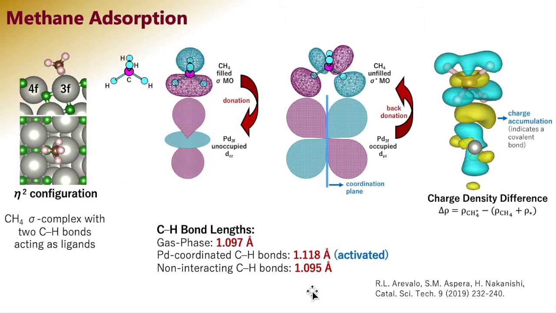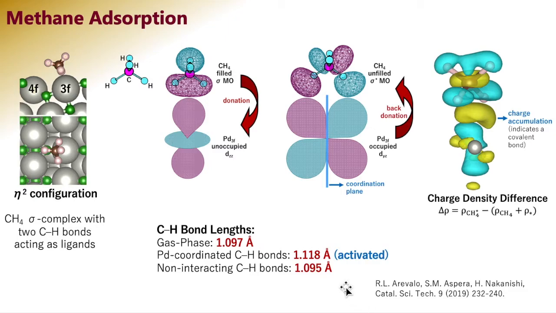The occupied palladium 3F dyz orbital can facilitate the back donation to an unfilled sigma star antibonding molecular orbital of CH4. Considering the phase and spatial distribution of the unfilled CH4 molecular orbitals, the 2t2 molecular orbital can facilitate the back donation from the occupied palladium 3F dyz orbital as shown in this figure. This back donation results in the weakening of the two CH bonds coordinated to the palladium 3F atom.